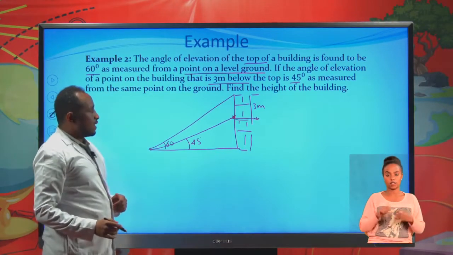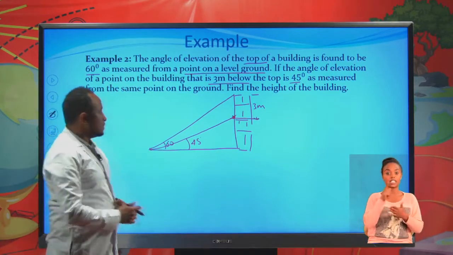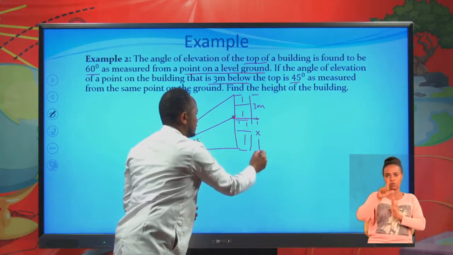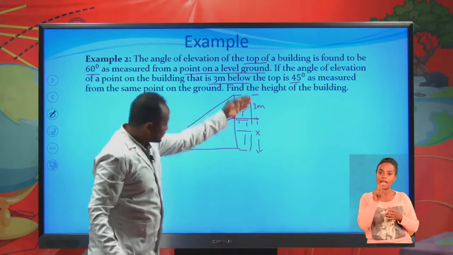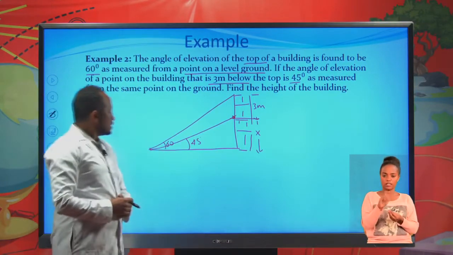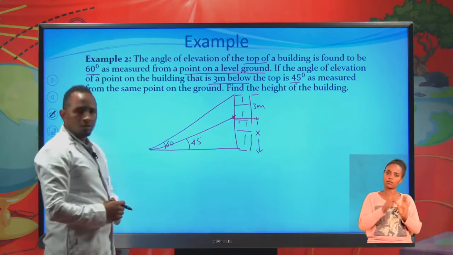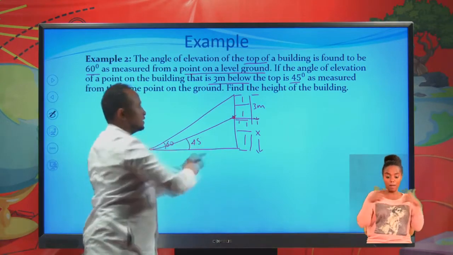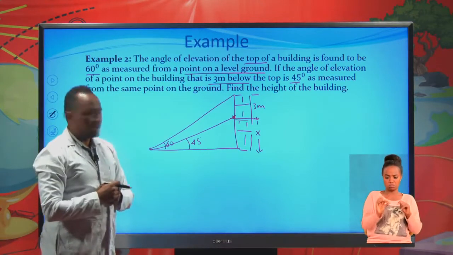So you are asked to find the height of this building. That means the whole height. Assume this distance to be x. So we are asked to find 3 plus x. So from this we have two triangles, the bigger triangle and the smaller triangle. Let's use these two triangles.